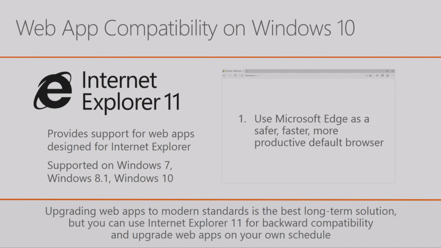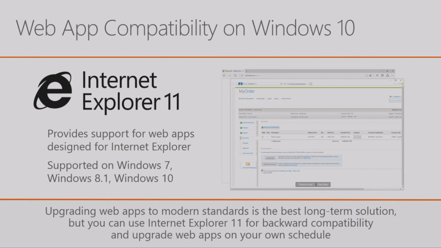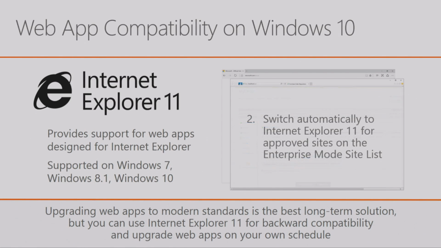Ideally, the experience on Windows 10 could be something like this, where you use Microsoft Edge as your default browser for a safer, faster experience. When a user encounters a site that requires Internet Explorer, it will fall back to Internet Explorer automatically using that enterprise mode site list. One of the improvements we made in the Windows 10 anniversary update is there's no interstitial page. Round of applause. I was really happy about that, yeah.